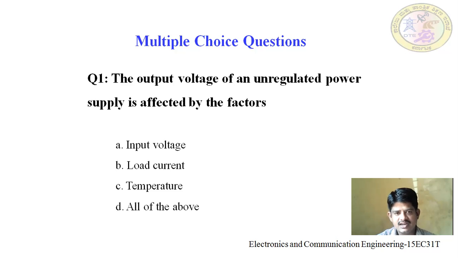If you attended the class correctly and understood the concept, it's very easy. In an unregulated power supply, the output will be affected by input voltage changes, load current changes, and temperature changes. So the correct answer will be all of the above. Okay, understood this? Next, we'll move on to the next question.